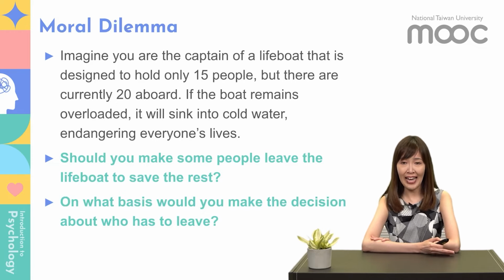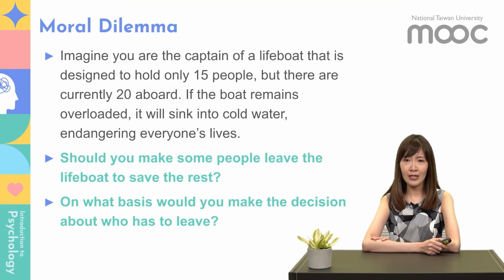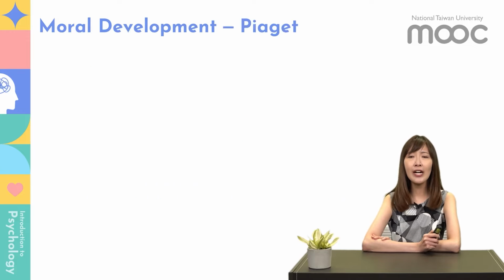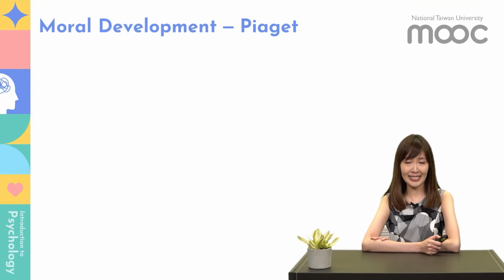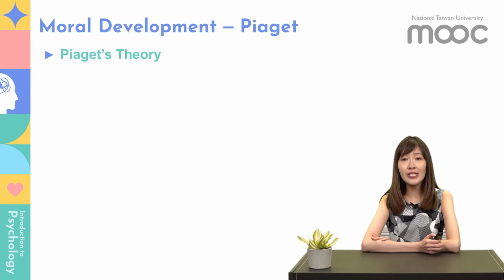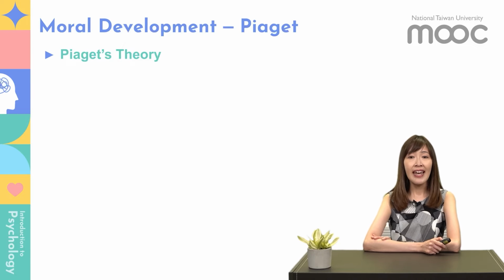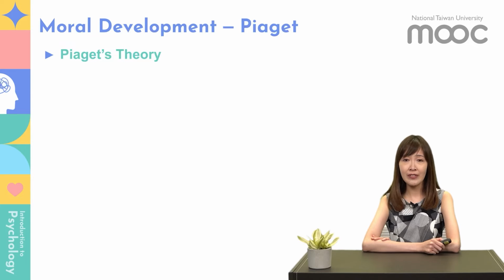Sometimes in our daily life, we may face some moral dilemma like this, and we have to make a decision based on our moral beliefs. But how do we develop our morality? Well, several researchers have focused on this topic. For example, Piaget. Piaget studied moral development by breaking it down into 2 stages. And he believed that children have 2 stages of moral reasoning.